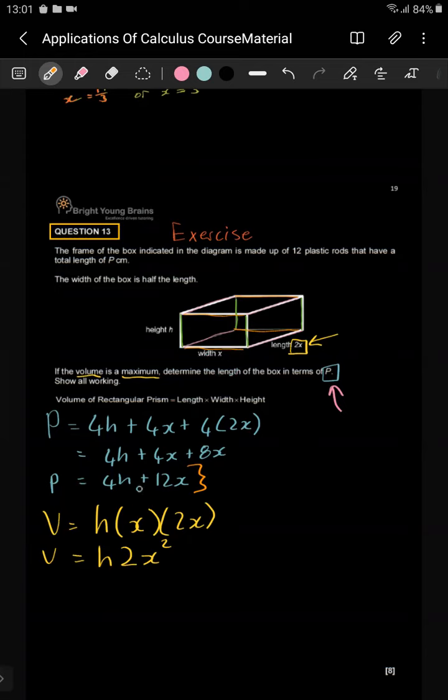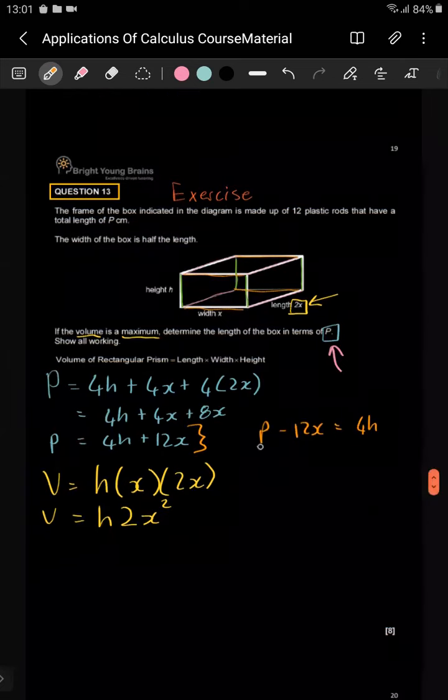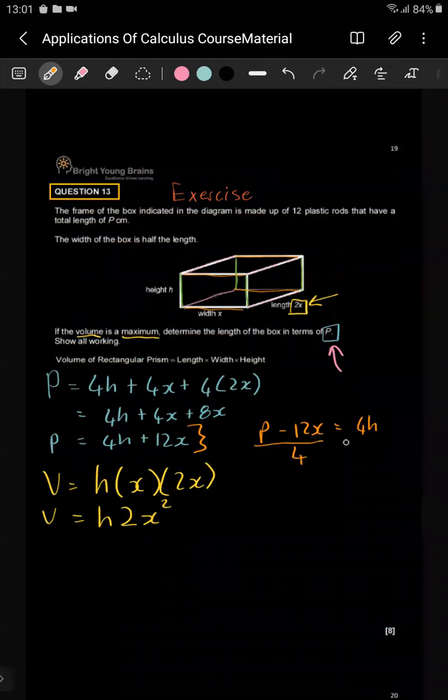So if you're going to isolate H, you're going to have P minus 12x equal to 4H, and then divide by 4 on both sides. So you'll technically have P minus 12x over 4. This is what H is. So let's substitute this H into the equation.